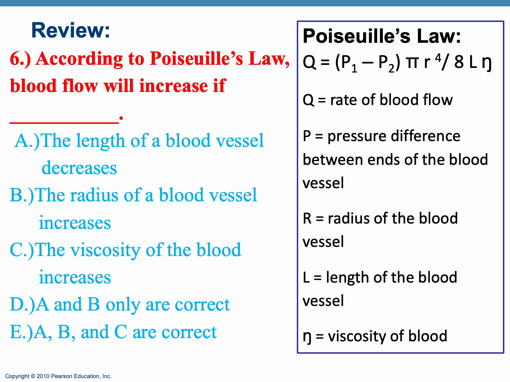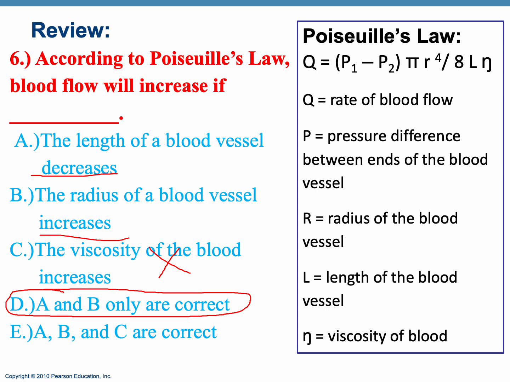And the correct answer I would go with is choice letter D. Letter D is the correct answer. Only A and B are correct. C would not be correct because the viscosity of the blood, if that were to increase, the blood's getting sluggish, it's certainly not going to go up. It's going to go down. Okay? So definitely make sure to review this law. Very important when it comes to critical thinking skills.